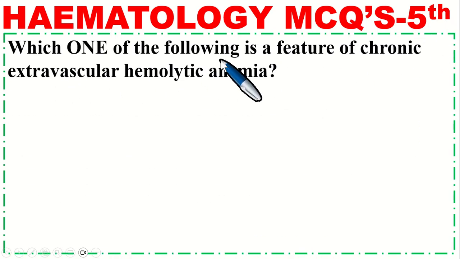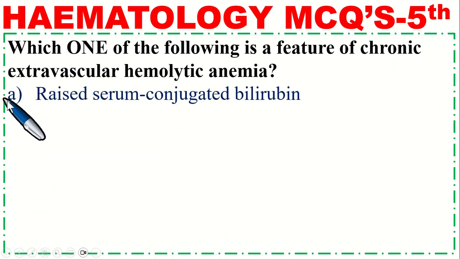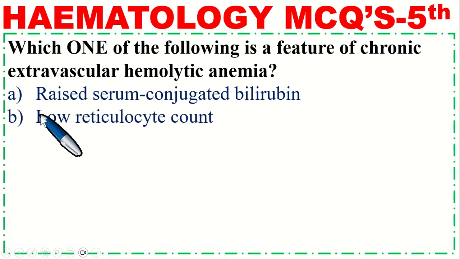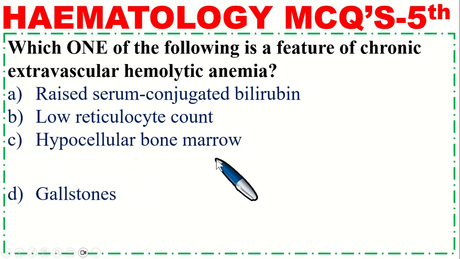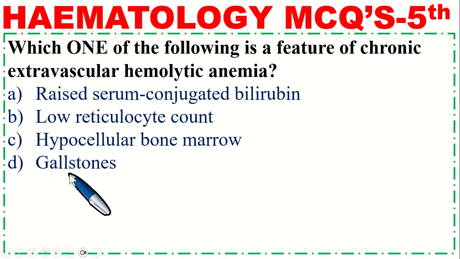Which one of the following is a feature of chronic extravascular hemolytic anemia? Option A. Raised serum conjugated bilirubin. B. Low reticulocyte count. Option C. Hypocellular bone marrow. And option D. Gallstone.